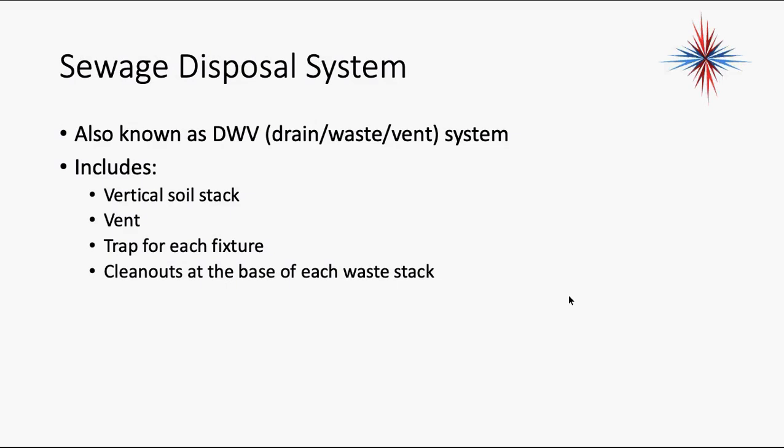The stack is basically the line that runs from the top of the house to the bottom of the house, from the highest level to the lowest. Vents go out through the roof. They allow the air pressure to help with the drainage. Okay, it pushes the sewer through and it allows the escape of sewer gases.